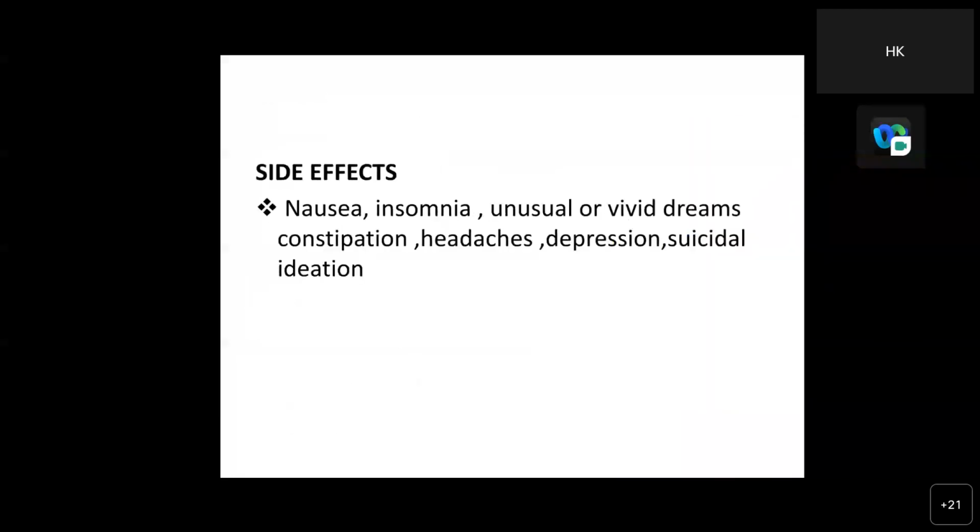Side effects include nausea, insomnia, unusual or vivid dreams, constipation, headaches, depression, and again suicidal ideation.